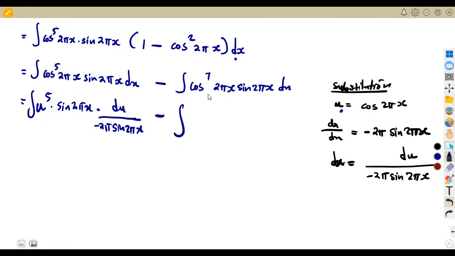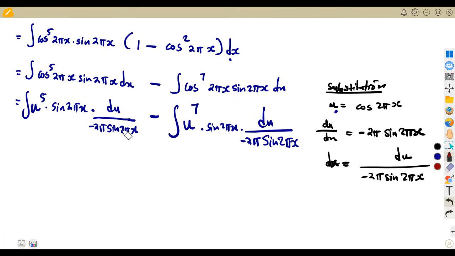Minus the integral of cos. Again, wherever we see a cos, we are going to substitute with a u. So that will be u to the exponent of 7 sine 2 pi x dx. And this is our dx, which is du over negative 2 pi sine 2 pi x. So there was no need for us to even substitute like this, because you can see that the sine 2 pi x and this will cancel. So there's no need for you to represent this. You just have to take the 1 over this out of the integral, and you remain with the u, and that was the stage that you're supposed to have.